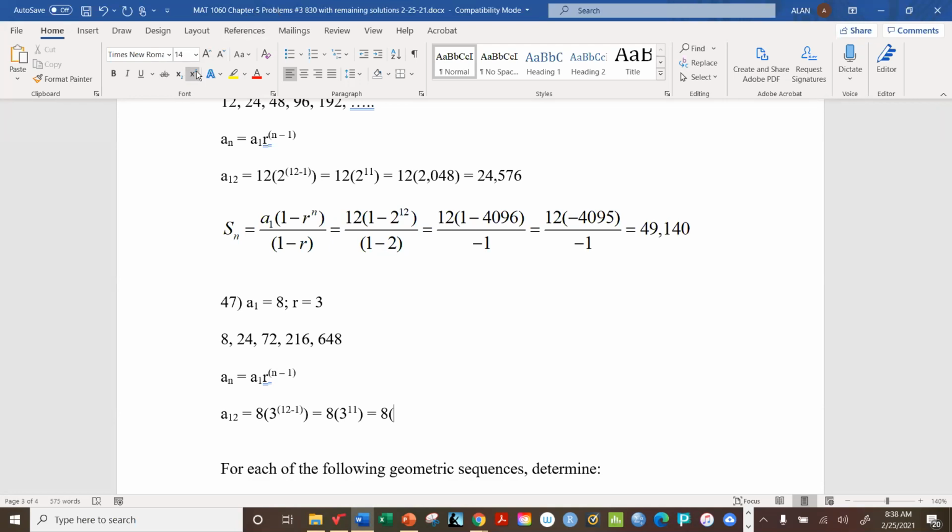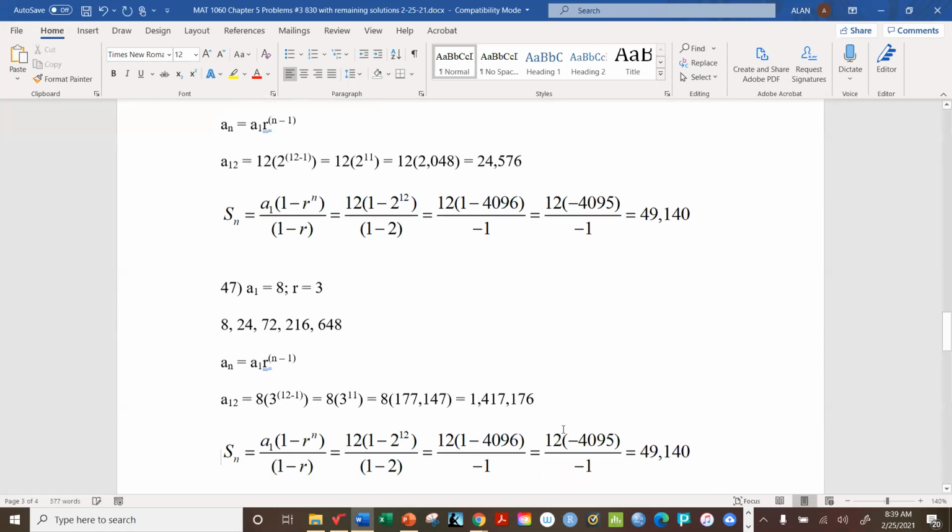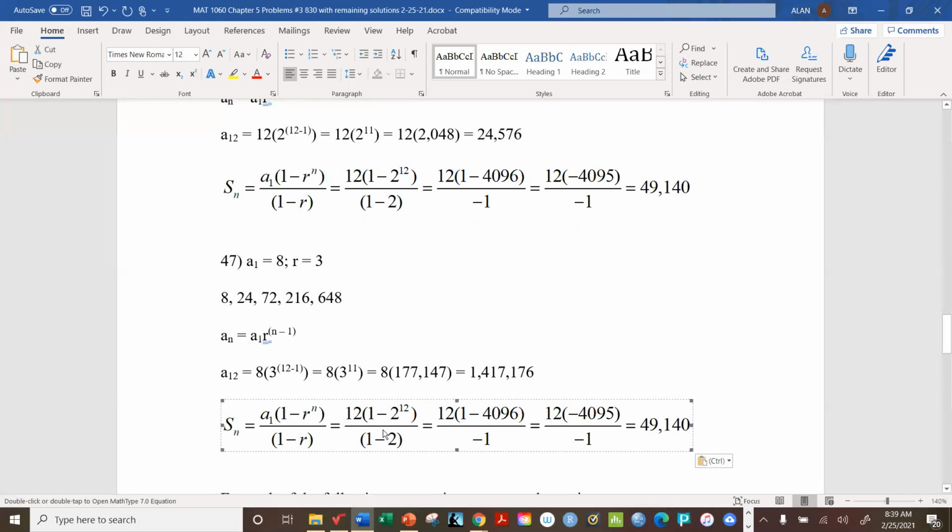In fact, it's 177,147, and when you multiply that by 8, you end up with 1,417,176. Man. So you can imagine what the sum is going to look like. It's going to be enormous. So I'm going to borrow this equation and just edit it rather than starting all over again.